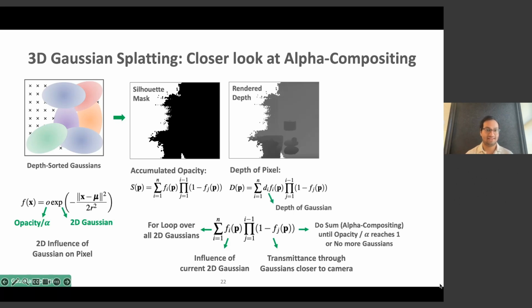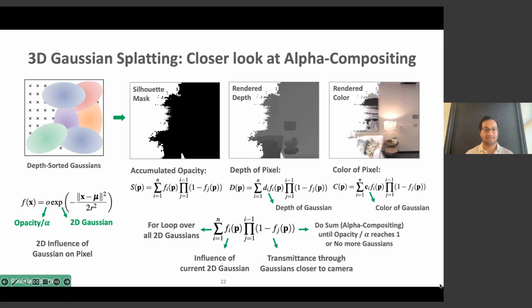And then likewise, you can also get the depth in a similar fashion. Because let's say you have multiple Gaussians and you know the depth of all those different Gaussians, you can also get the cumulative depth rendering. And likewise, you can also get color, because each Gaussian has a color to it. So when you're doing this rendering, you can also multiply the color of each Gaussian in this process, and then you can actually get a rendered image.